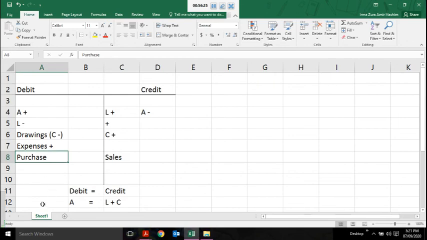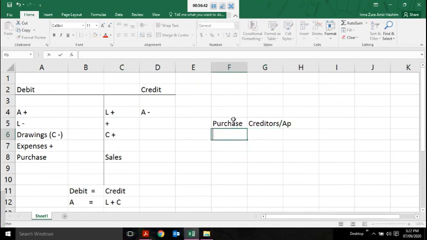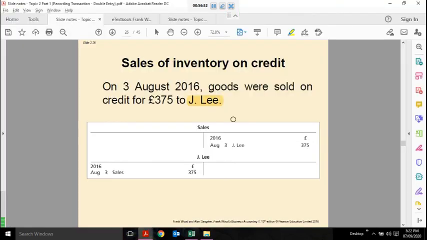So for purchase, when you bought it from your supplier, your creditor, that is your account payable. Meanwhile, for sales, this is your debtors, which is your account receivables.